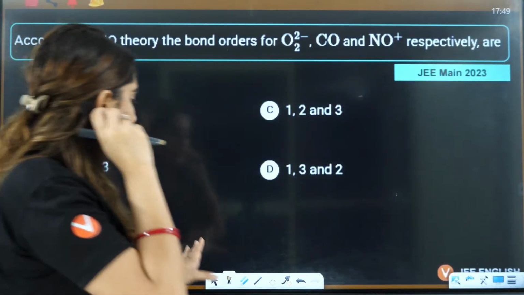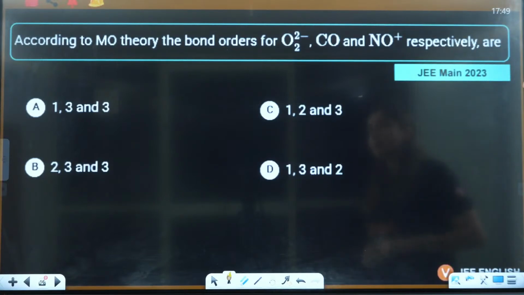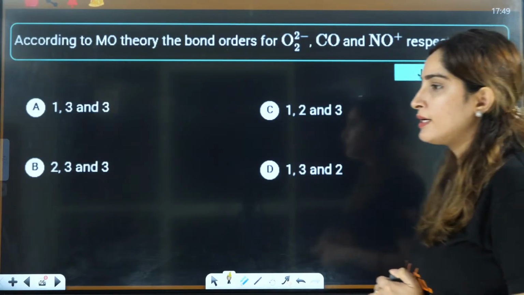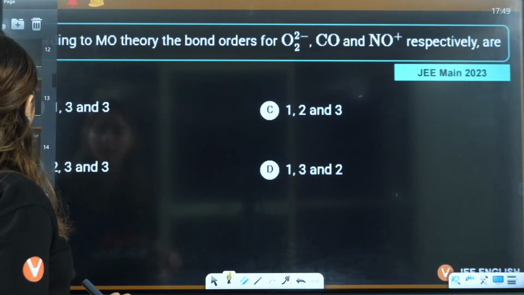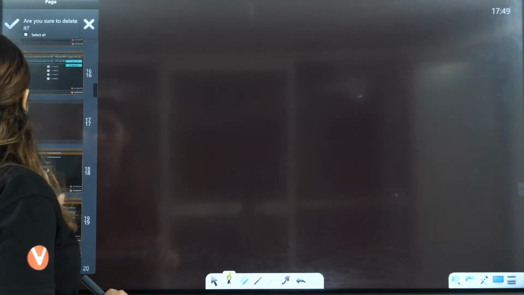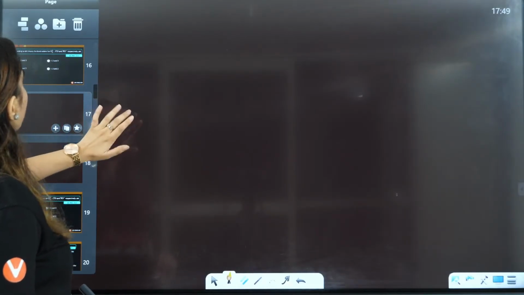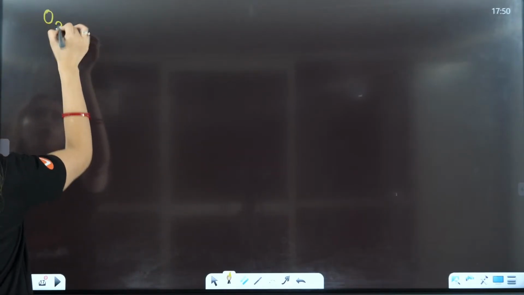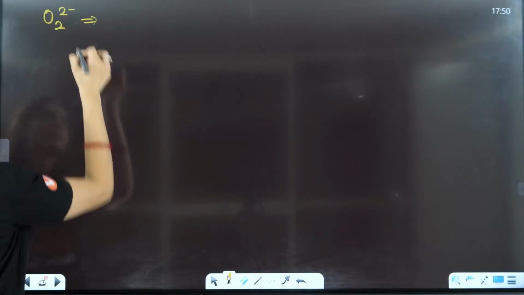Okay, so the question from 2023: according to MOT, find the bond order of the following. They have asked you 3 questions here. NO positive we have already done. So one by one I'm going to take, because NO positive we have done already. O2 2 negative, let's do that.